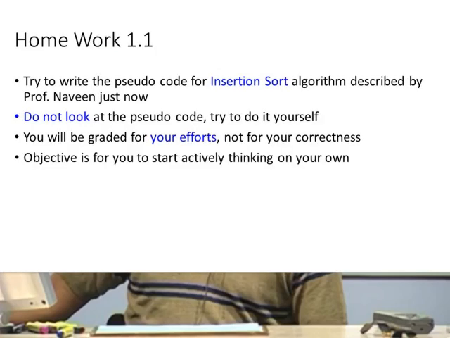Why are we doing this? Our objective is to make sure that you start actively thinking on your own. When you submit the assignment, you will be graded for your efforts, not for the correctness of the code. So don't worry if you cannot write the correct pseudocode. Don't worry if you don't know how to write pseudocode, just give it a try. Think about it and then try to write some pseudocode for insertion sort. And then in the next 10 minutes, we'll see how your code is, how one is supposed to write it, and how one is supposed to analyze that code and look for its correctness. So take a fresh piece of paper, spend 5 minutes trying to write the pseudocode, and then you may continue the lecture. Okay, great.